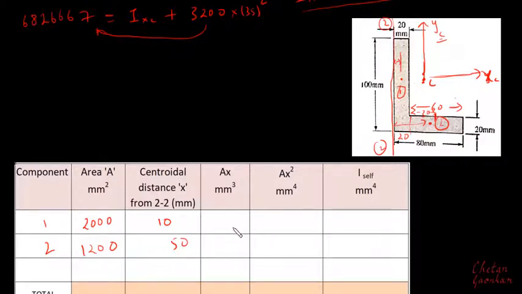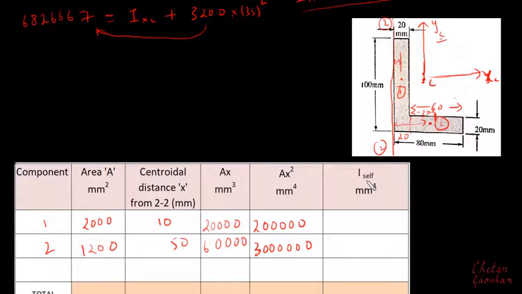And then area times x is nothing but area multiplied by this distance, that will be 2000 times 10, which is 20000, and 1200 times 50, which is 60000. And then we need to find area multiplied by x square, that is 2000 multiplied by 10 square, so that will be 2000 and then 0 and one more 0. Then this will be 1200 multiplied by 50 square, that is 3, and then there should be six more zeros. So this is the A into x square.